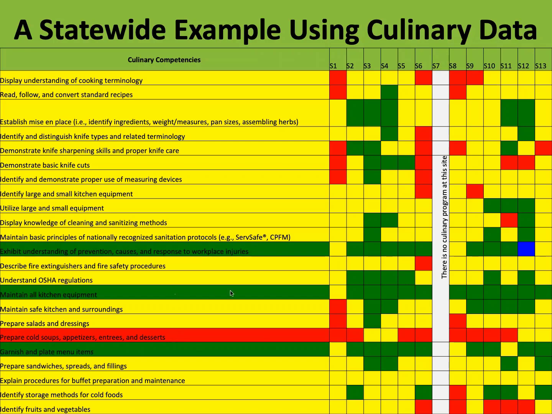Here's one that's all green. Almost every school in this particular assessment was 80% or above in terms of maintaining all kitchen equipment. Well, that's an area you're doing well with. Here's another one. Exhibit an understanding of prevention, causes, and response to workplace injuries. Doing well with that one too, and you're doing well with garnishing and plating menu items. Again, look at the detail of this kind of data from a national credentialing kind of an assessment or certification process.